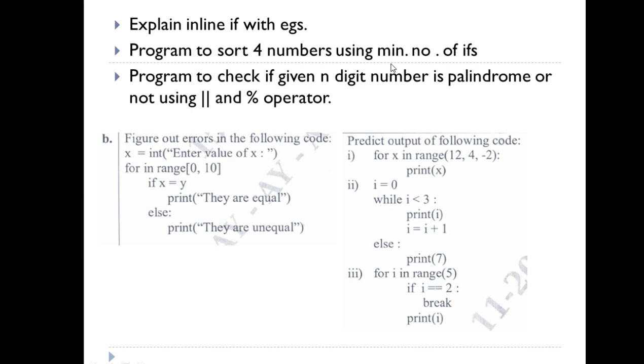Program to sort 4 numbers using the minimum number of ifs. I will be discussing the answers for all these programs in my next video, but until then you try it. Program to check if a given number is a palindrome or not using the OR operator and percentage operator. And they can also give you some pseudocode. They can ask you to find out the errors in the code.